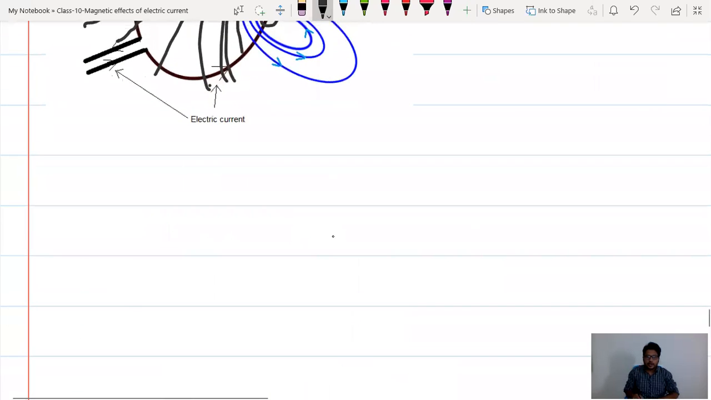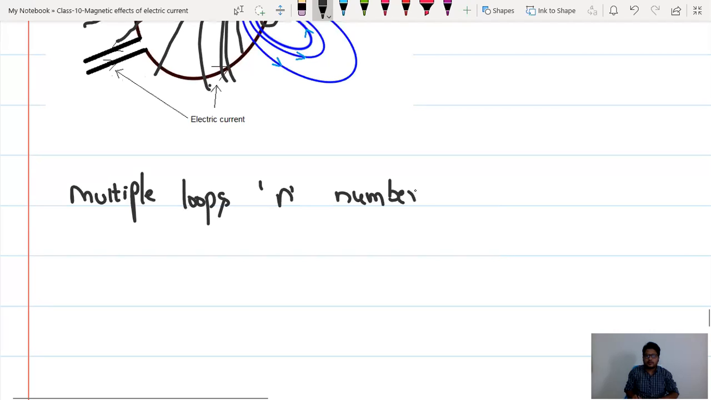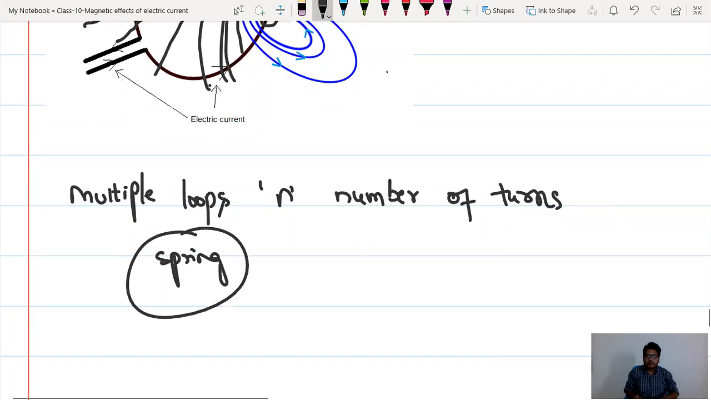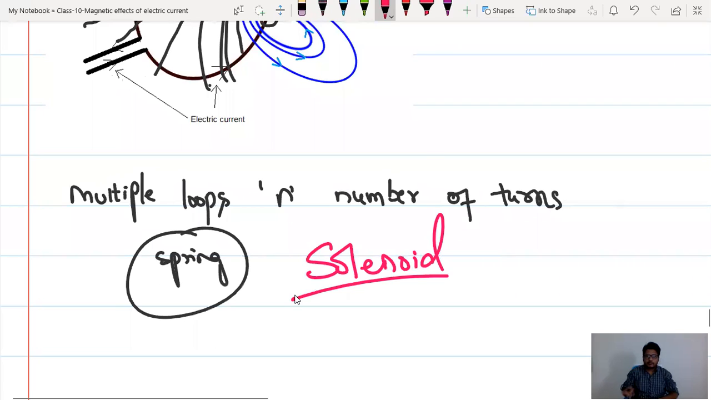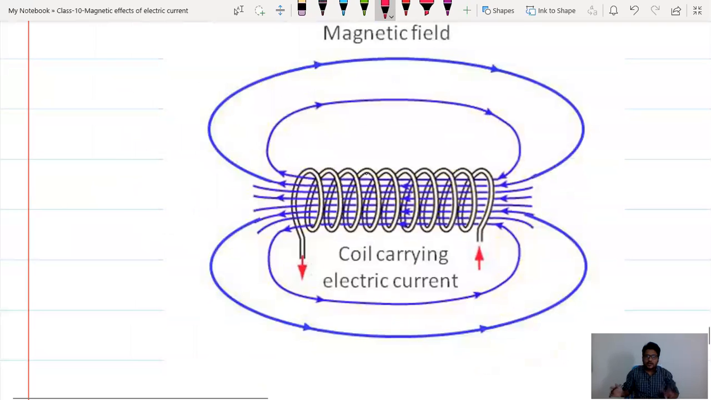And at last we need to learn about multiple loops. Multiple loops, nothing but n number of turns. N number of turns, it will be like a spring structure. This you have to call a solenoid. Solenoid will represent a bar magnet, simple. If you know the magnetic field around a bar magnet, solenoid is equal to bar magnet.